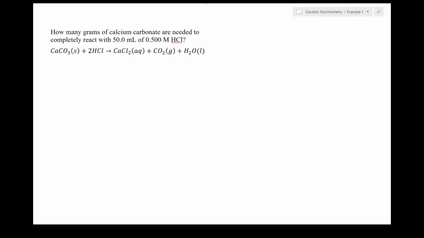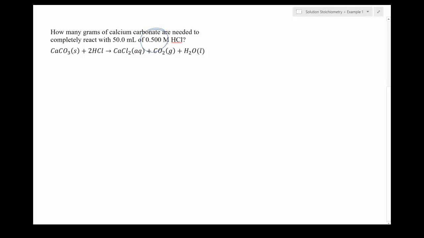You see, in this case, we're asked to find how many grams of calcium carbonate can be reacted with a certain quantity of hydrochloric acid. And to do so is really simple. We just have to know how to work with molarity. So to do this problem, what we really have to remember is that this 0.5 molar means 0.500 moles of HCl is equal to 1 liter.